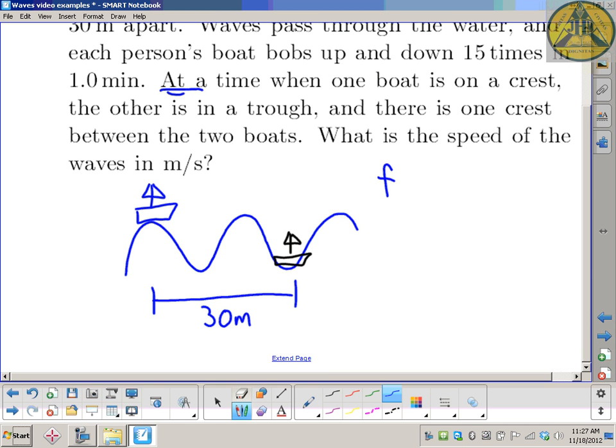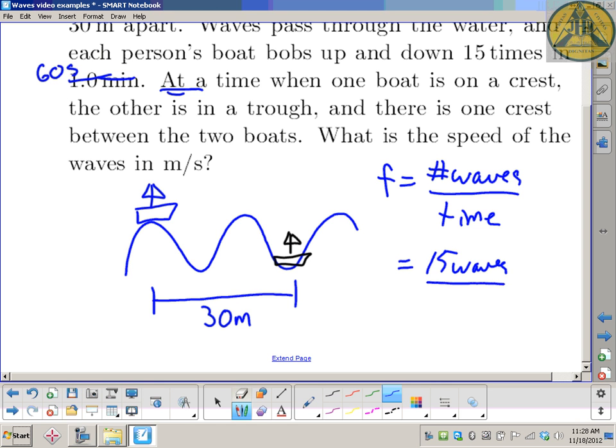So the frequency is number of waves per unit time. So again, we always work in seconds, so I'm going to change that 1 minute to 60 seconds. So it's 15 waves in 60 seconds. So the frequency is 0.25 hertz, or a quarter of a wave per second.